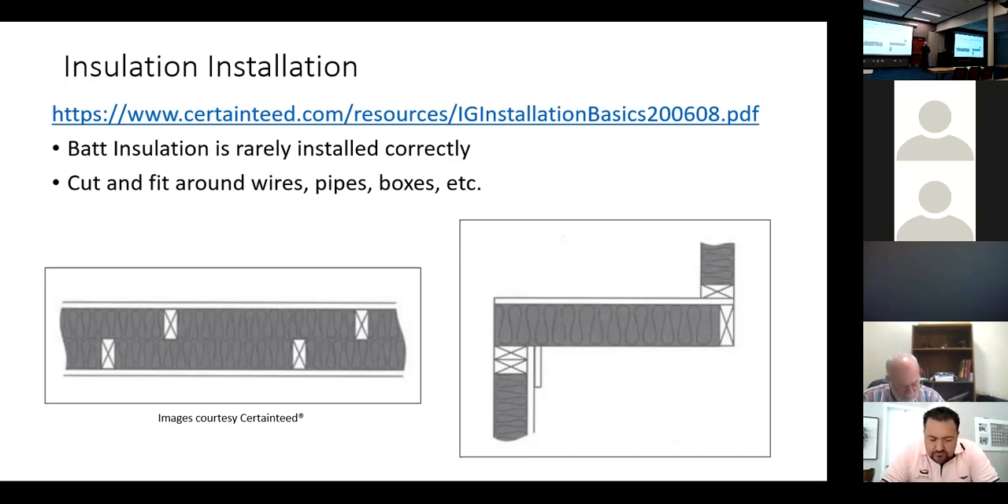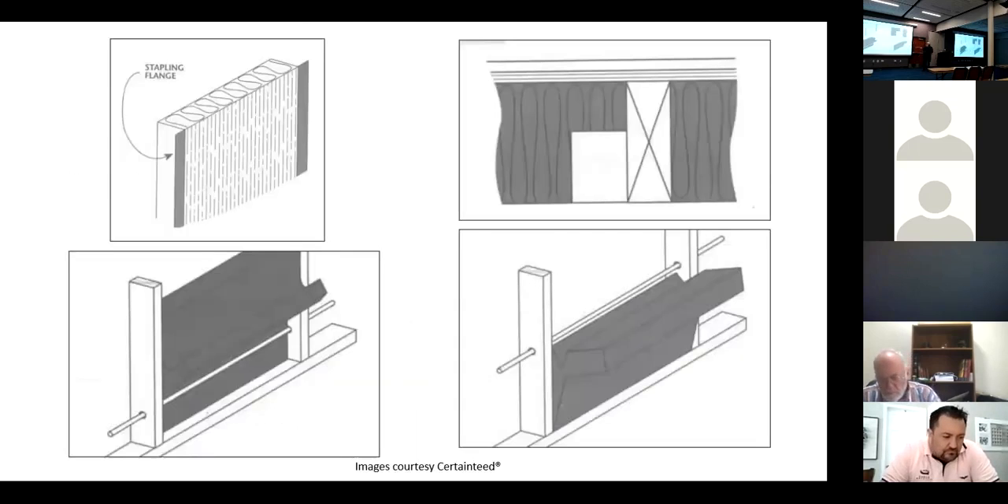Insulation should be cut to fit around wires, pipes, boxes. You ever seen an insulator come in and actually split the insulation and pull it apart so it fit around a wire? Very rarely. I don't even see homeowners doing it. Cut to fit around the back of the electrical box. We're lucky to get them to cut out for the box rather than just cram it up behind the box, right?